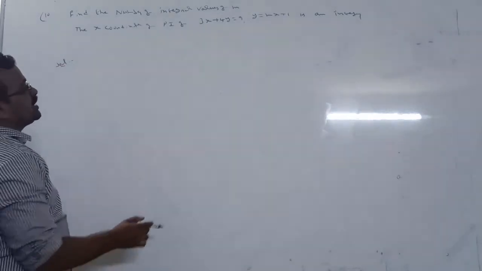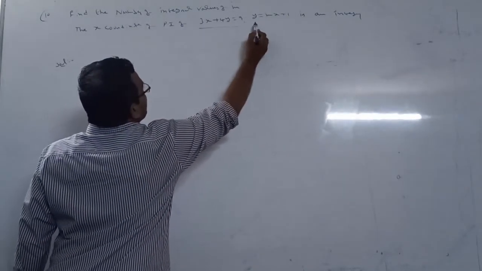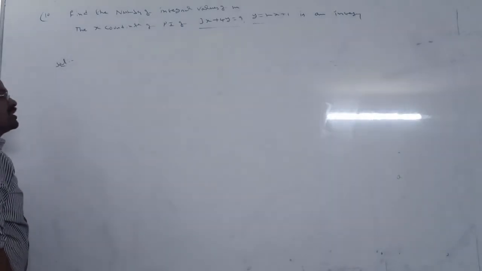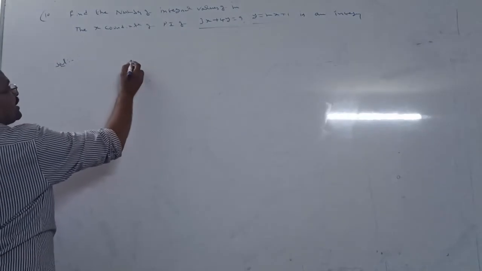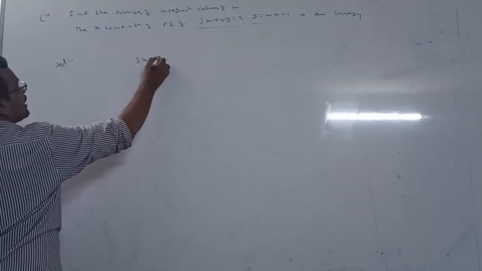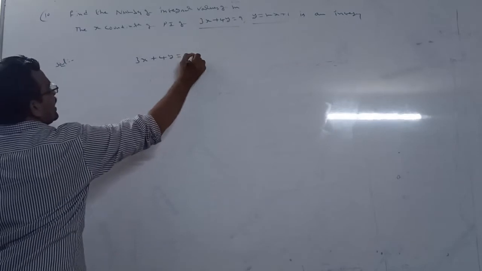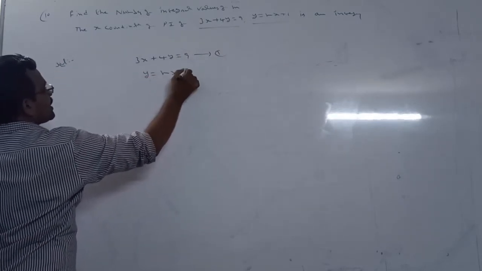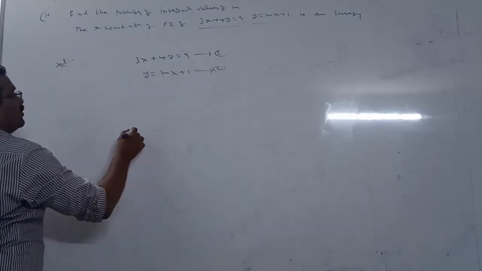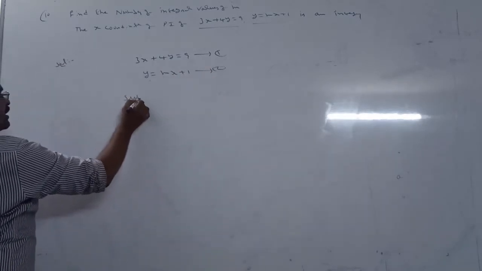This question means the point of intersection of these both lines is, suppose, (x, y). For how many m values is the x coordinate an integer also? So I find the point of intersection. 3x plus 4y equal to 9 is equation 1. y equal to mx plus 1 is equation 2. So substitute 2 in 1.